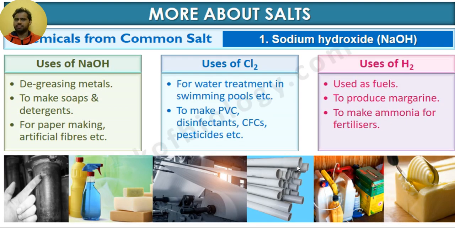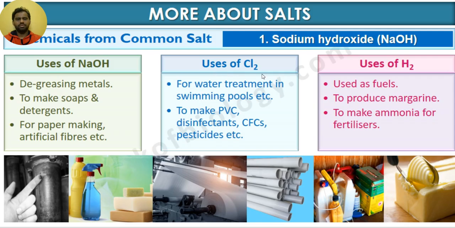Now let us see some of the uses. We are getting NaOH, Cl2 and H2. Where are these used? Let us see the use of NaOH. NaOH is a strong base and it is used in degreasing of metals. Metals usually get grease on them, so NaOH is used to degrease them, to make soaps and detergents. All the strong bases are used for making soaps and detergents, for paper making, artificial fibers, etc.